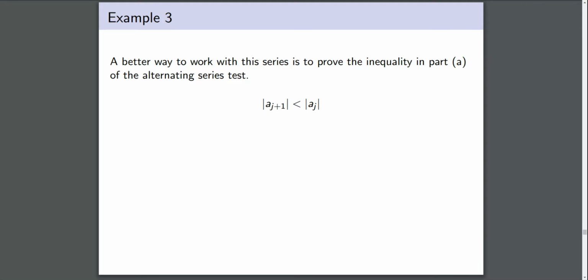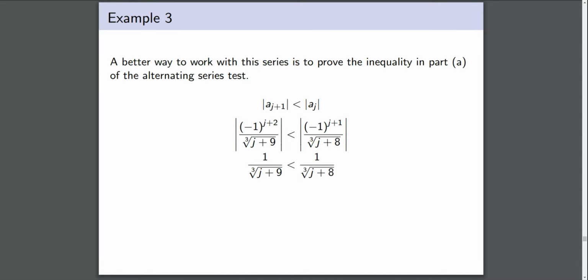Here's the statement from the alternating series test. So I want to prove that this is true. I plugged in the formula for the specific series that we're working on in this example, and then I simplified the absolute values. On the next step, I'm going to take the reciprocal of both sides of that fraction, and remember that when you do that, you're going to reverse the direction of the inequality. That's true because both of the numbers that I'm working with are positive.